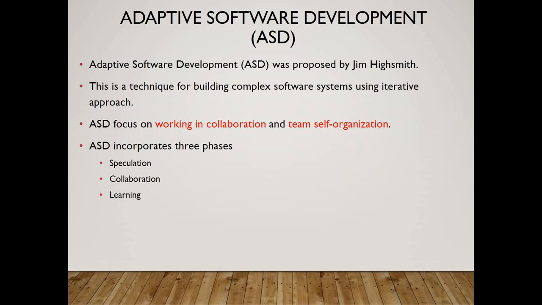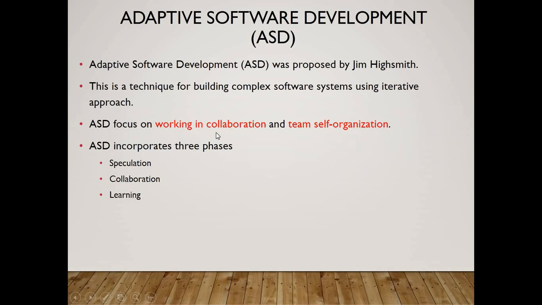Adaptive software development model, in short we can say ASD. It was proposed by Jim Highsmith. This is a technique for building complex software systems using an iterative approach. What is the iterative approach? We have already discussed that in our first unit. It means by iterations we can complete our whole software. ASD focuses on two things. First is working in collaboration, and second is team self-organization.